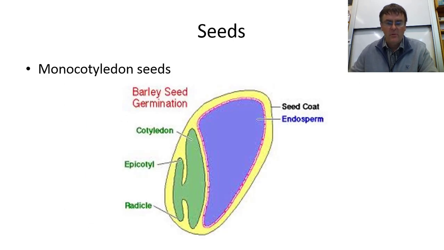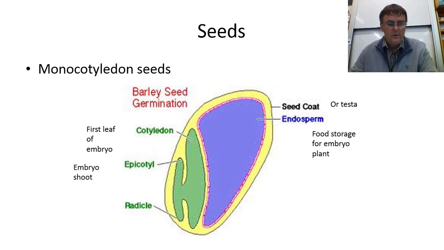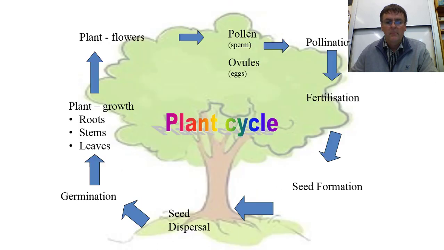Monocotyledon seeds have the same sort of things. So we've got a seed coat or testa. Endosperm is a food storage. The first leaf, in this case, is a cotyledon type leaf, which also contains food store. Then you've got the shoot proper and the root in there, the radicle and the epicotyl. Okay, so that's our seeds.